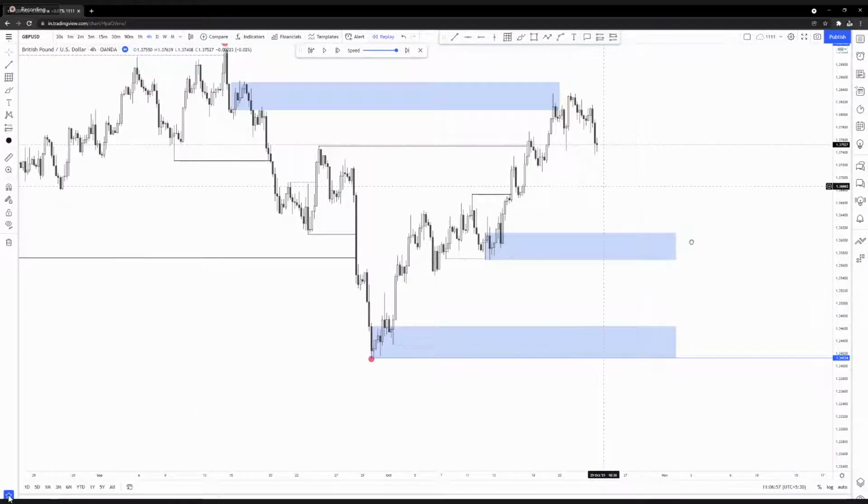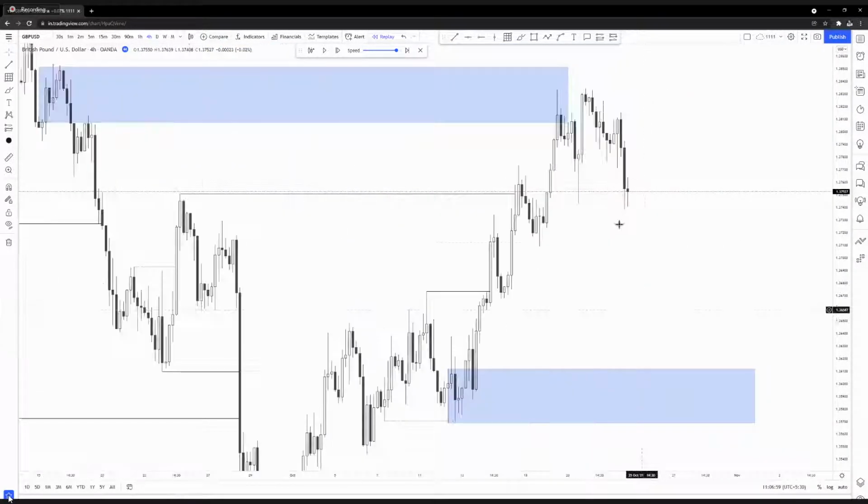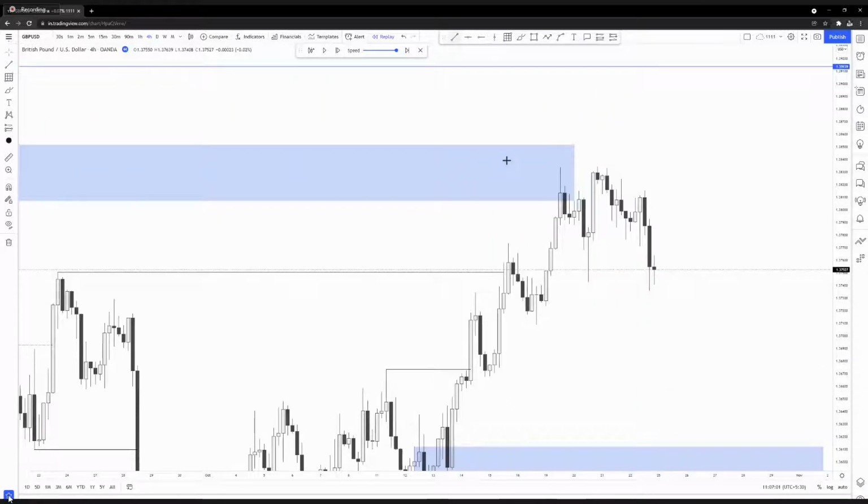Okay, so we have that. And one more area we have, and it is already testing that. See this? Stop hunt and a break of structure.